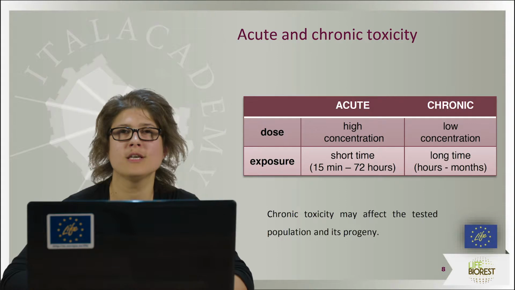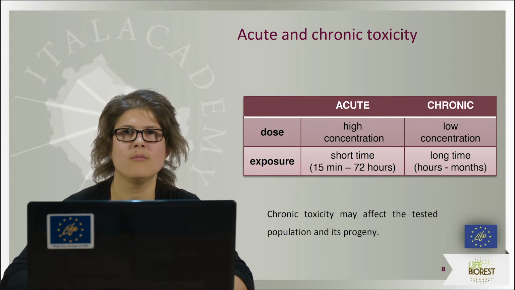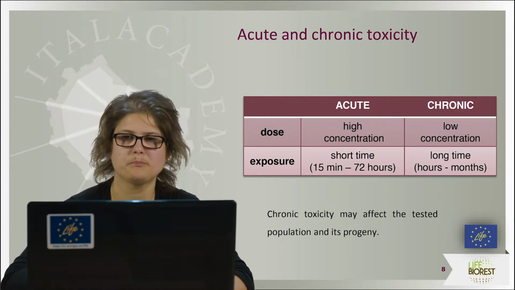According to the dose and the exposure time, tests are used to describe acute or chronic toxicity. As regards acute toxicity, organisms are subjected to high concentration of potentially polluted sample for a very short time. On the other hand, the chronic bioassays are meant to describe more long-term effects, and so organisms are subjected to low pollutant concentration, but for a long and continuous time.